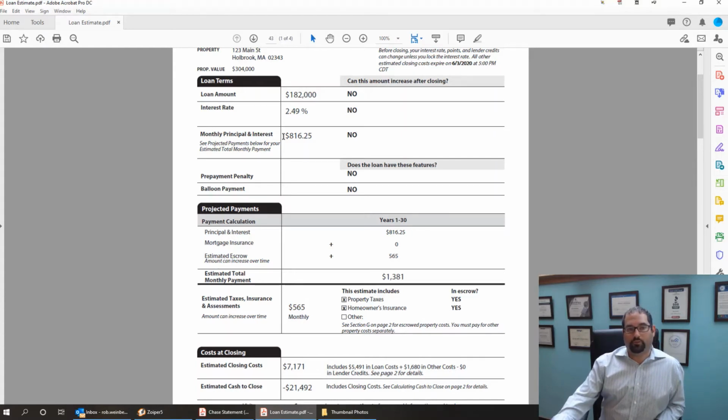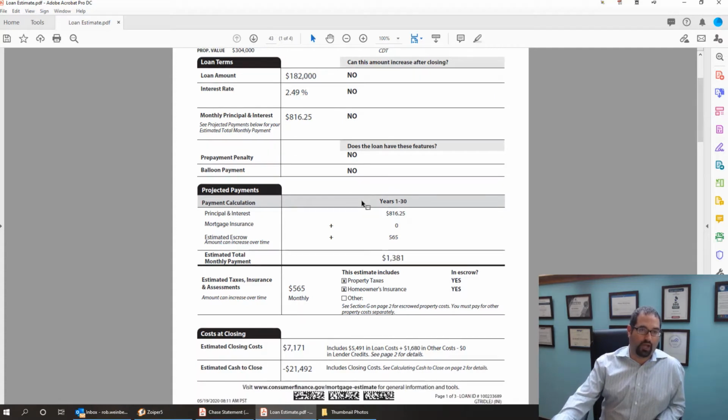Monthly principal and interest. So this is just the mortgage without taxes and insurance. And that amount should not increase after closing on a fixed rate mortgage. It would only do that on an adjustable rate type of loan or a negative amortized type of loan, which most of the time are not available right now.